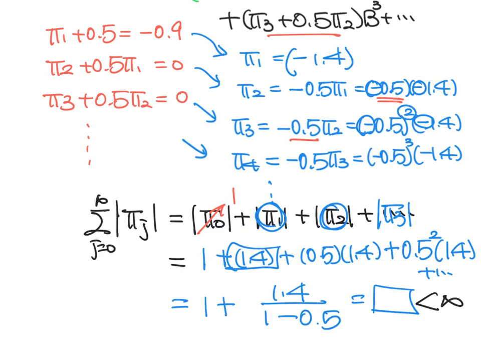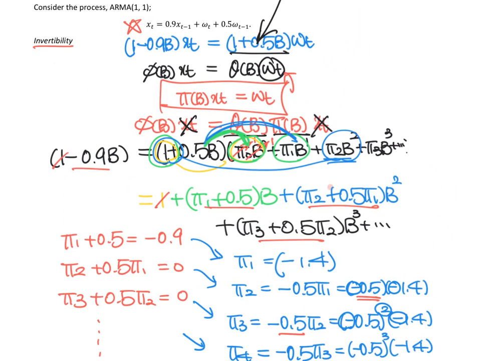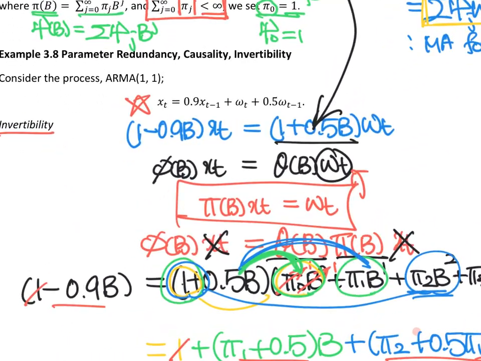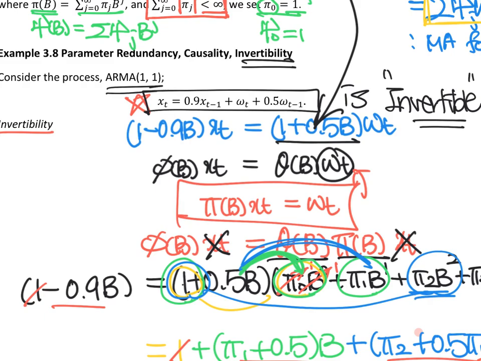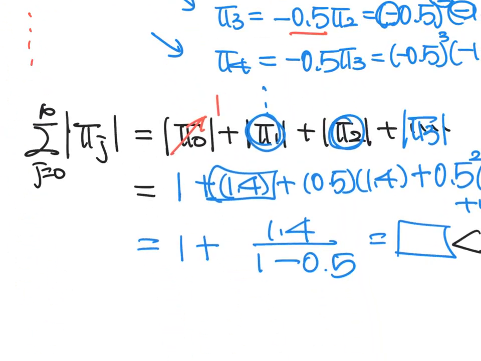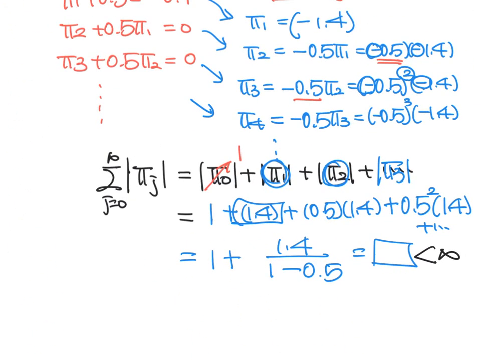So what is the conclusion? Let me go up. Yes, here. This one. The ARMA(1,1) model is invertible, because we showed the infinite summation is finite. It's not infinite.